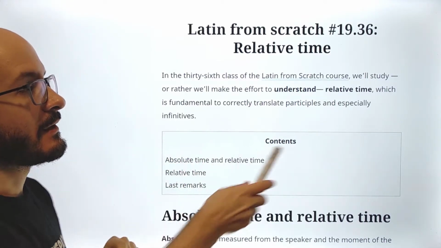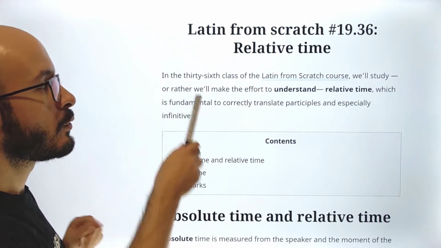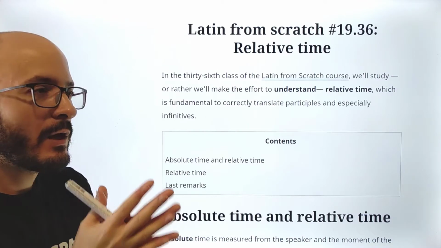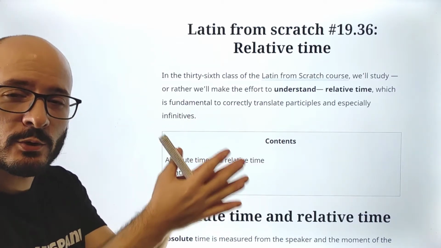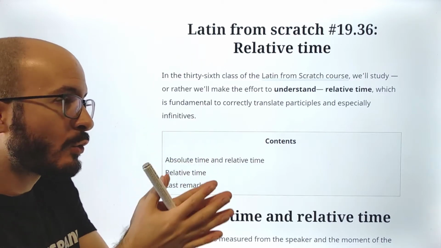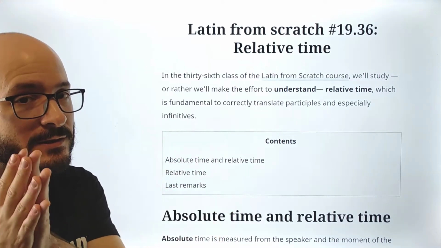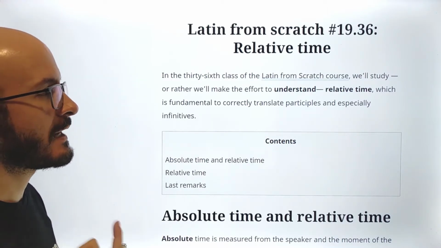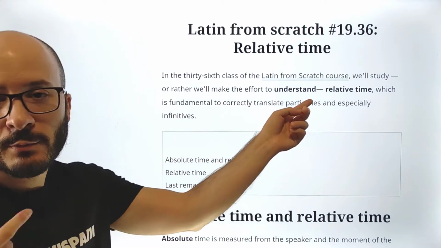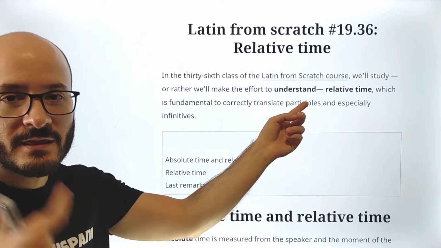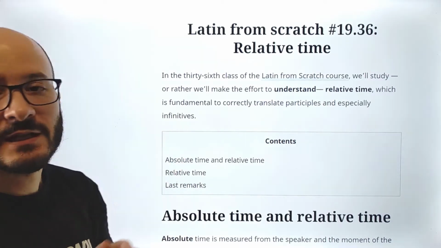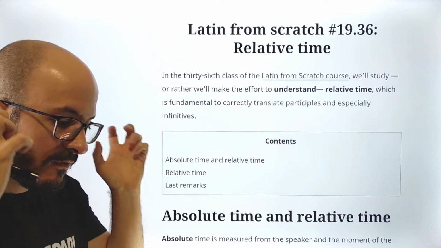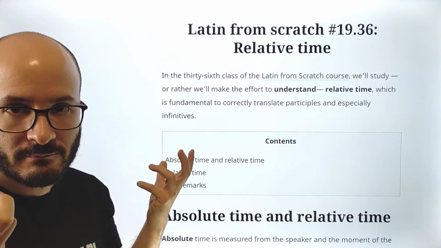Now, I say here, we'll study, or rather, we'll make the effort to understand. By this, what I mean is that we don't have to learn by heart what we are about to explain. We have to understand it. Relative time is fundamental to correctly translate participles and especially infinitives. Participles we are going to study in this very module, and infinitives in the next module. Participles and infinitives are two very important things in Latin and also in Greek.